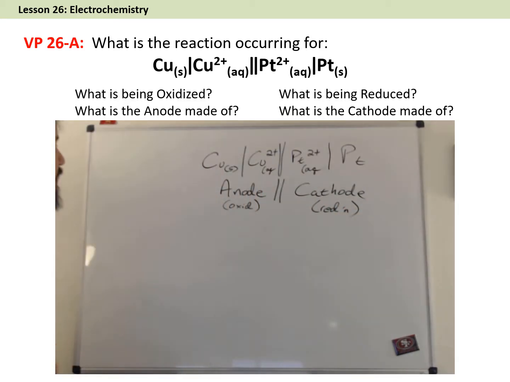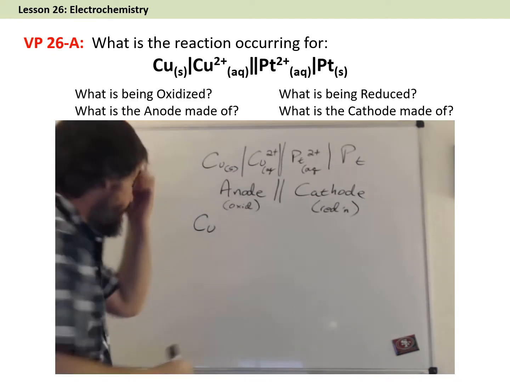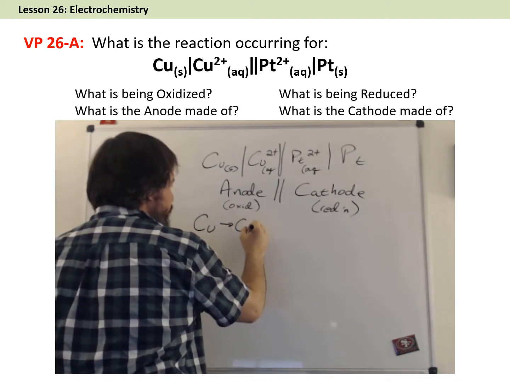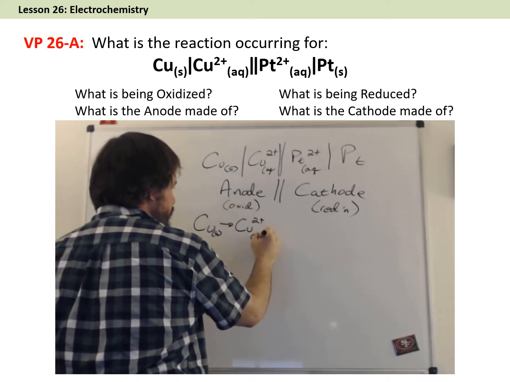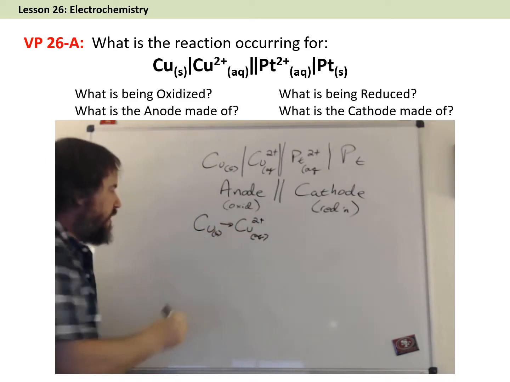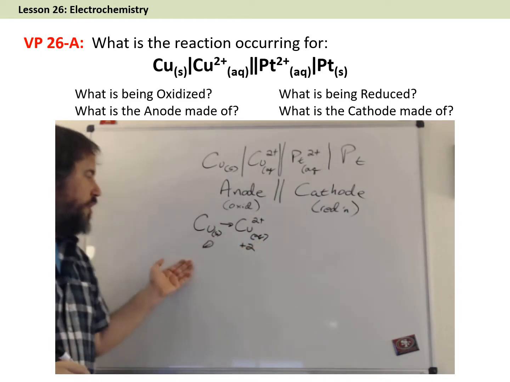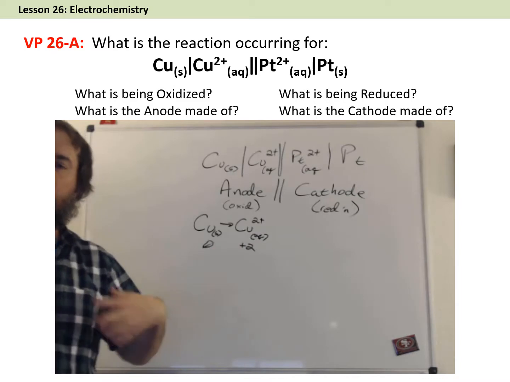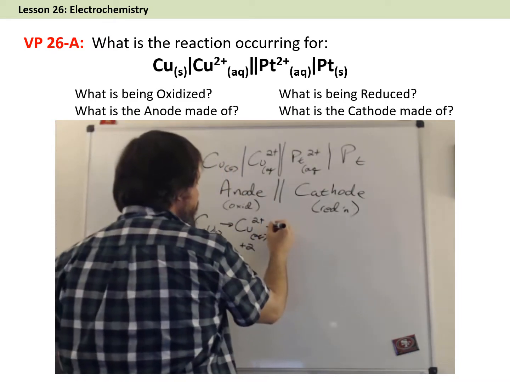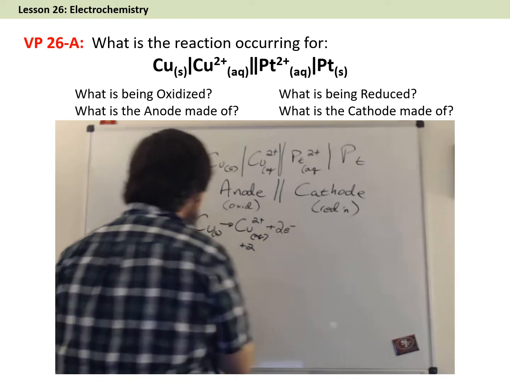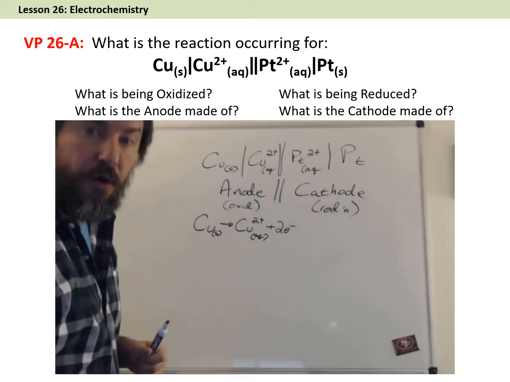Okay, so for the oxidation, we have copper going to copper 2 plus. This is oxidation because copper has a 0 oxidation number here, plus 2 here. So to go from 0 to plus 2, you have to lose electrons. Remember, electrons are negative. So it's losing 2 electrons. This is happening at the anode.